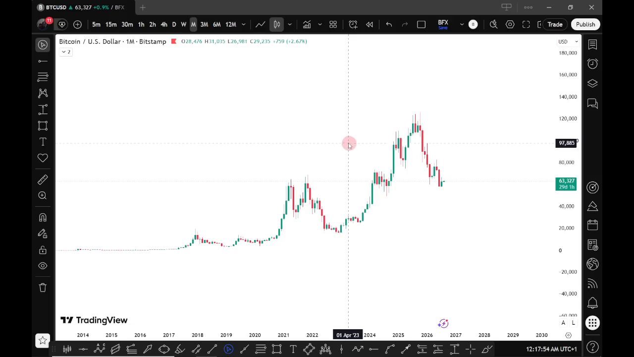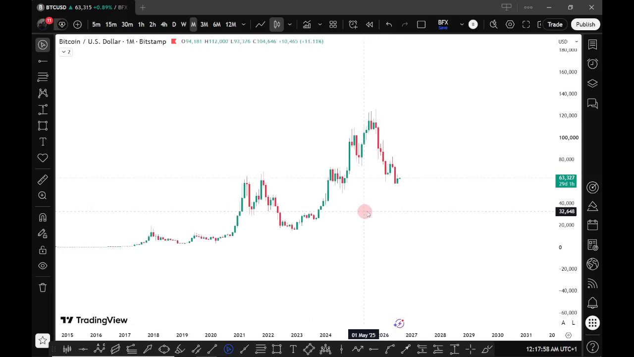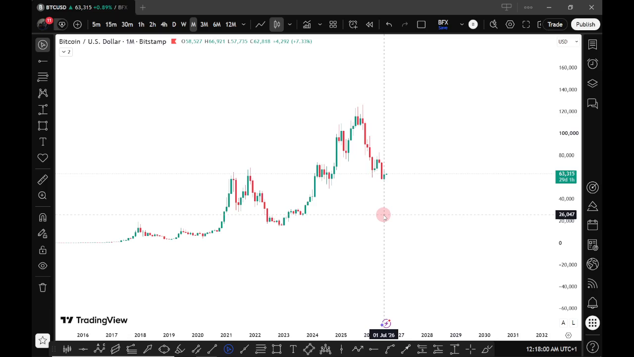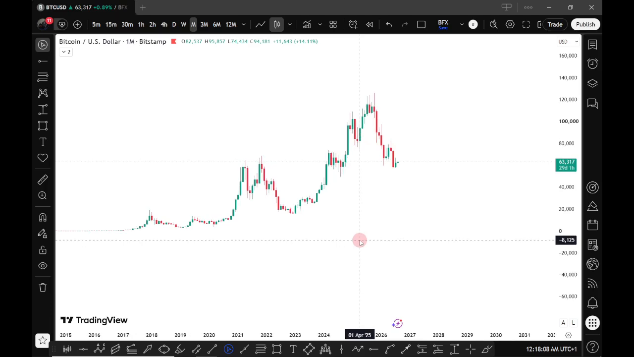Welcome to another analysis on BTCUSD. This is the monthly time frame. As you all know, before anything, we need to know the trend of the market, and we can see that price is making higher highs.